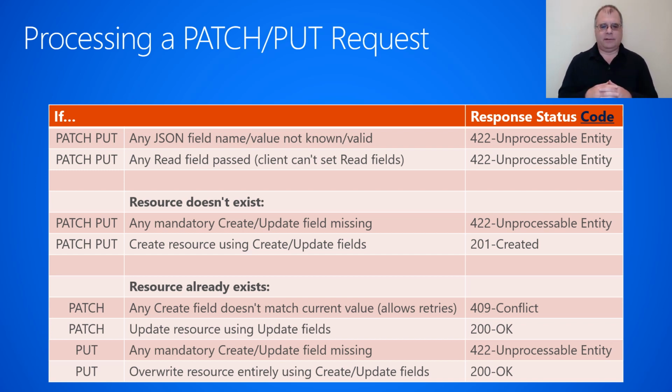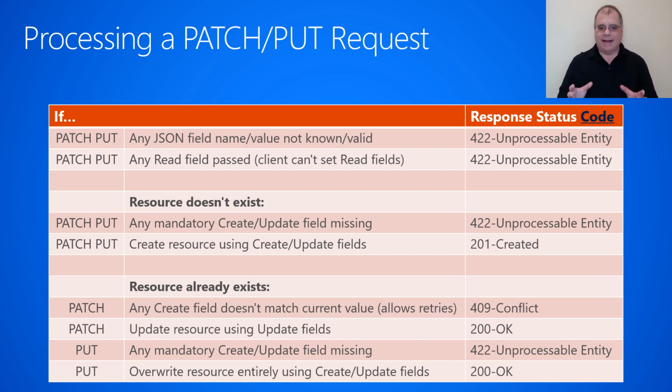In this case, regardless of whether it's a patch or a put, the service would check to see if there's any mandatory create or update fields that are missing from the JSON payload. So if there's some field that's required to create a resource but it's not there, then again the service would return a 422 unprocessable entity back to the client.